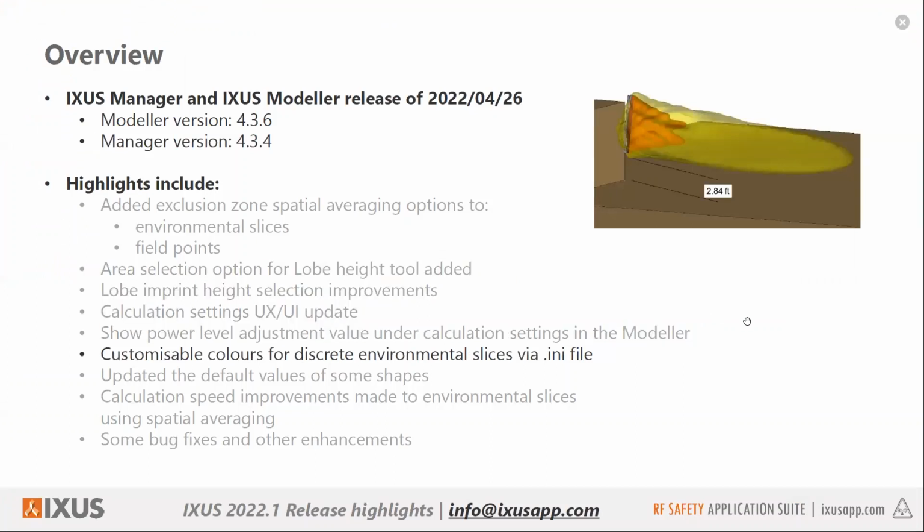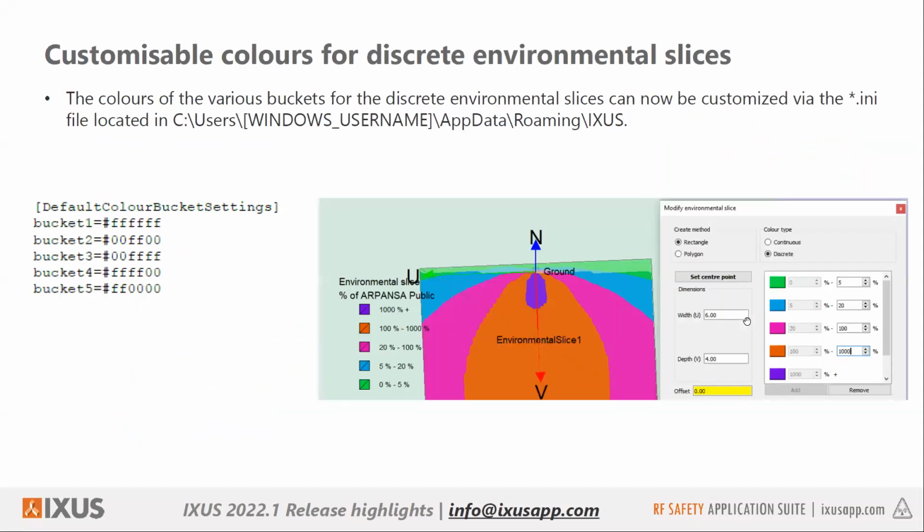Okay, customizable colors for discrete environmental slices. What we have done, this is a first iteration implementation, and we know that we would like to make updating defaults and preferences for users in the future a little bit easier. But at the moment, because this might not be something that you change so regularly, we have reverted the settings for these colors, these buckets as we call it, to this file, the ini file, which is located in a particular directory that's created when IXUS is installed.